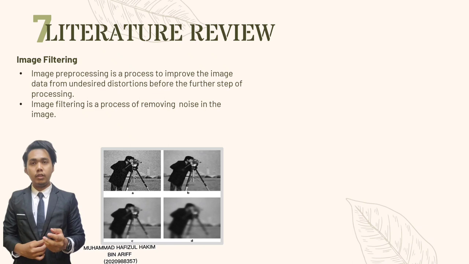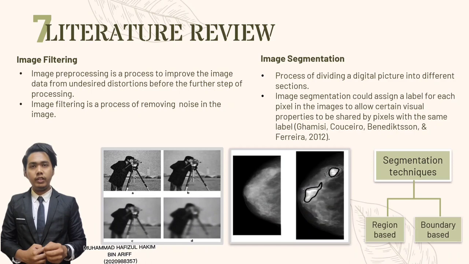The second one is image segmentation. This is the process of dividing a digital picture into different sections. In other words, image segmentation assigns a label to each pixel in the image to allow certain visual properties to be shared by pixels with the same label. Image segmentation techniques can be classified into two categories, which are region-based and boundary-based.